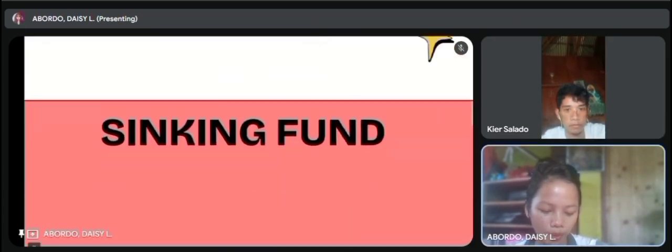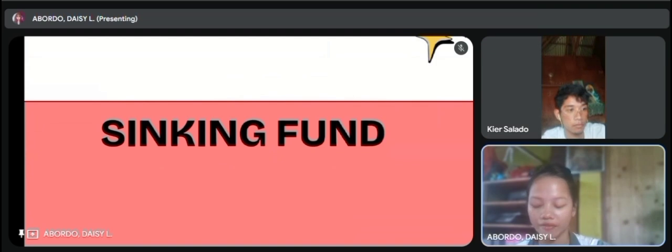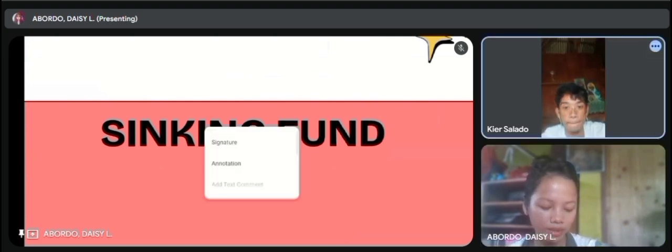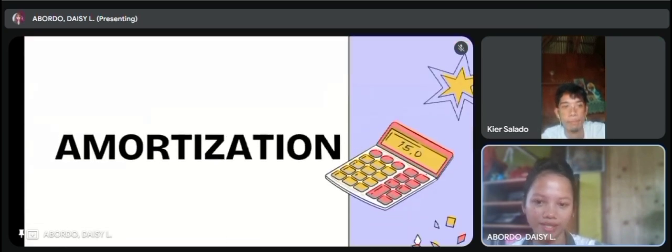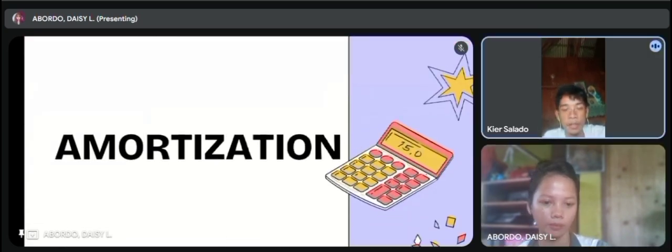And now, before we proceed, let's define first what is a sinking fund. A sinking fund is an account where you deposit money regularly to accumulate a specific amount in the future. Useful for goals like buying appliances, funding a trip, or replacing equipment. And now, let's define what is amortization. Amortization is about paying off a loan with scheduled payments that include principal and interest.